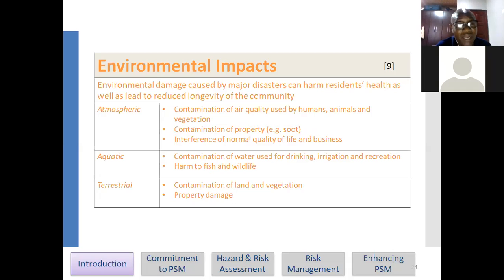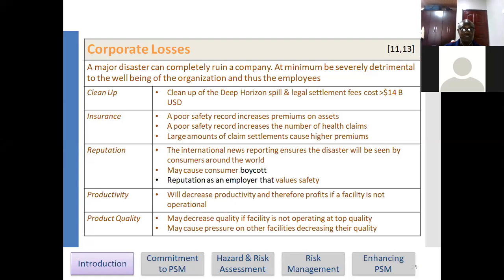For environmental impact, there could be atmospheric contamination, aquatic contamination, and terrestrial contamination. Most of us are familiar with a common thing that is happening in Rivers State now. There's smoke in the atmosphere in Rivers because a lot of people are producing petroleum products illegally. Sometimes in the afternoon, you see the whole place become so dark because the cloud is full of smoke that comes from poor petroleum product manufacturing processes.